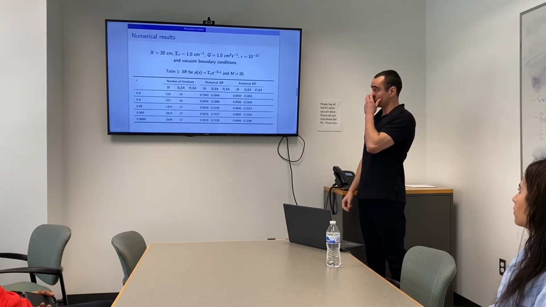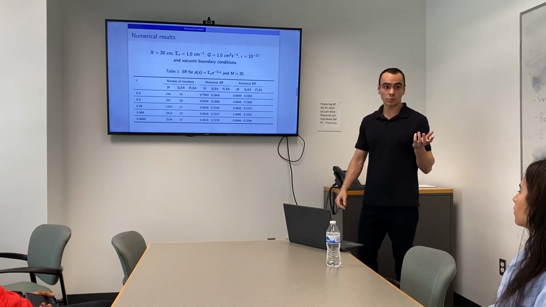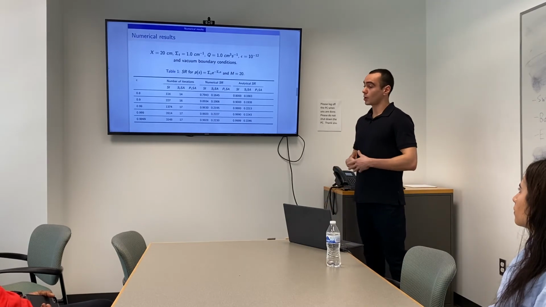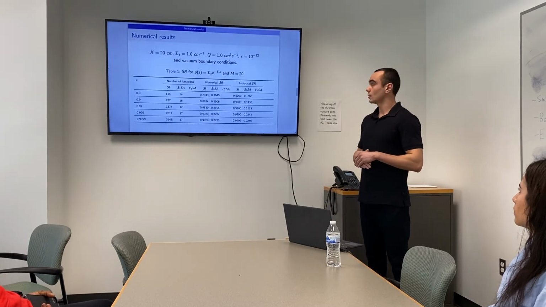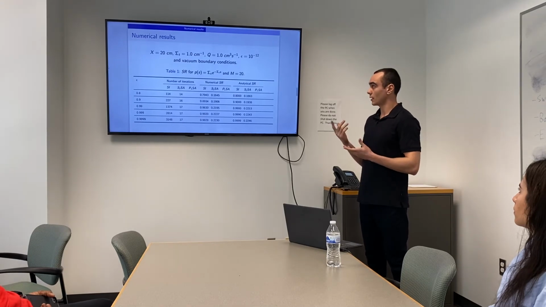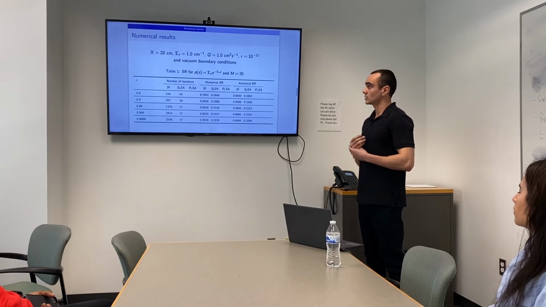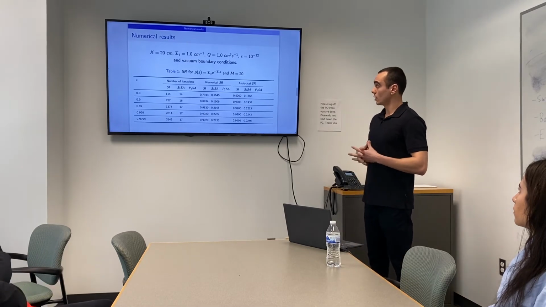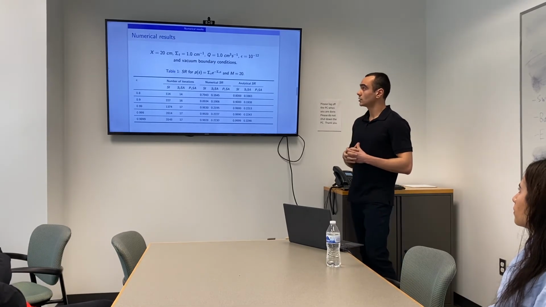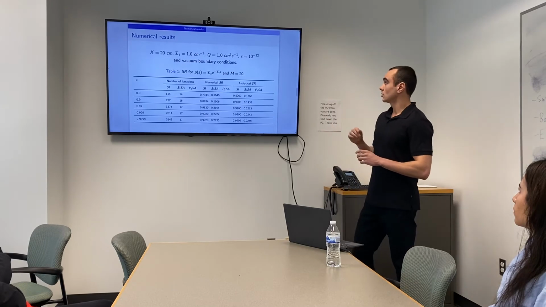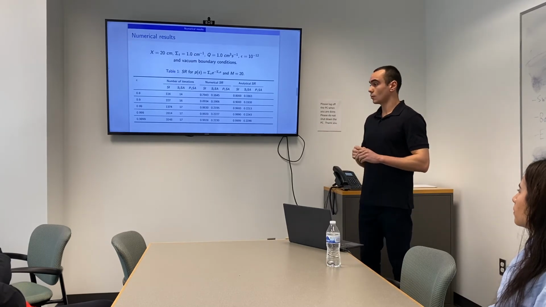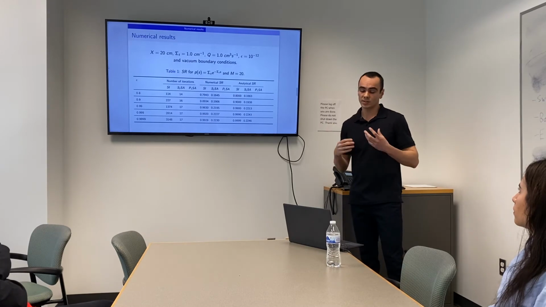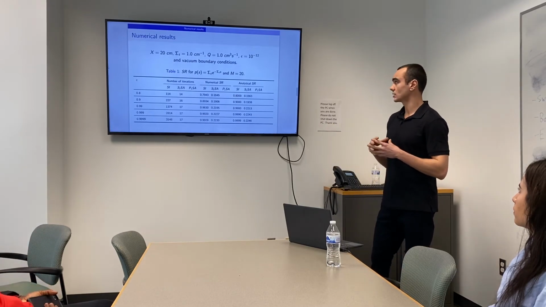Here I have some numerical results to illustrate what I was saying. This is a common transport problem in slab geometry with 20 centimeters of length, macroscopic total cross-section of 1, internal source Q of 1 as well, and vacuum boundary conditions. This epsilon here is the convergence number, and we use that to establish the stopping criteria.